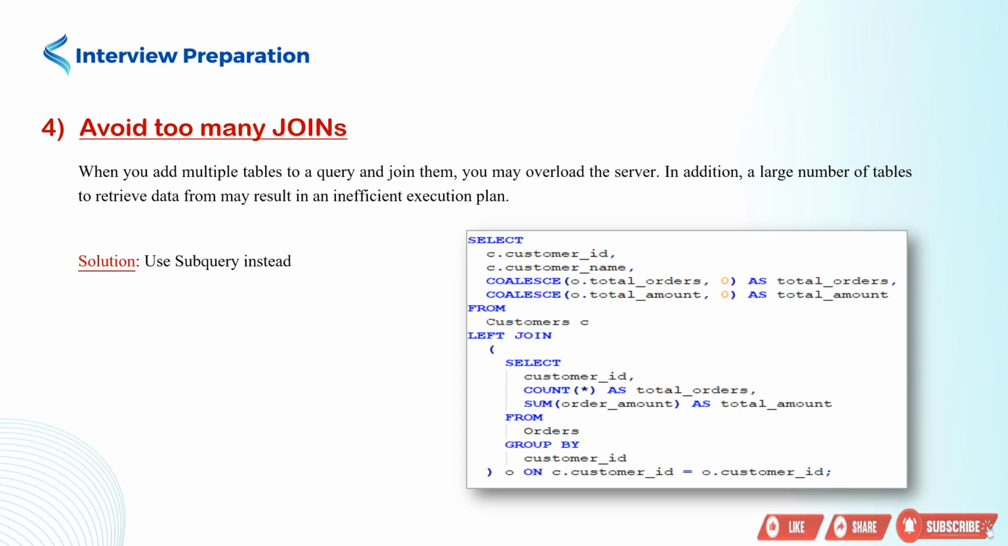Let's say you want to retrieve the customer details along with the total number of orders and the total amount spent by each customer. In this example, instead of joining all three tables together, we utilize a subquery to calculate the total number of orders and the total amount spent by each customer in the orders table. We then left join the customers table with the subquery result based on the customer_id to retrieve the desired information. So by using a subquery, we can minimize usage of joins.